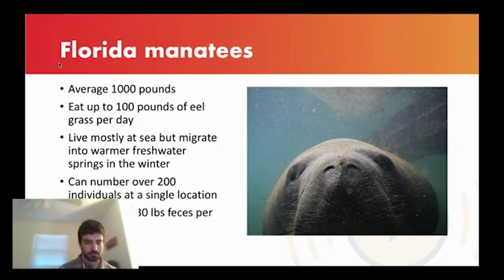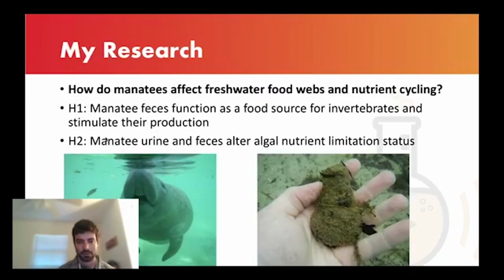And so we'll go on to the next slide now, and I'll talk a little bit about my research. And so the overarching theme of my research is looking at how manatees affect freshwater food webs and nutrient cycling. And my first hypothesis is that manatee feces functions as a food source for invertebrates and stimulates their production. And my second hypothesis is that manatee urine and feces alters algal nutrient limitation status.